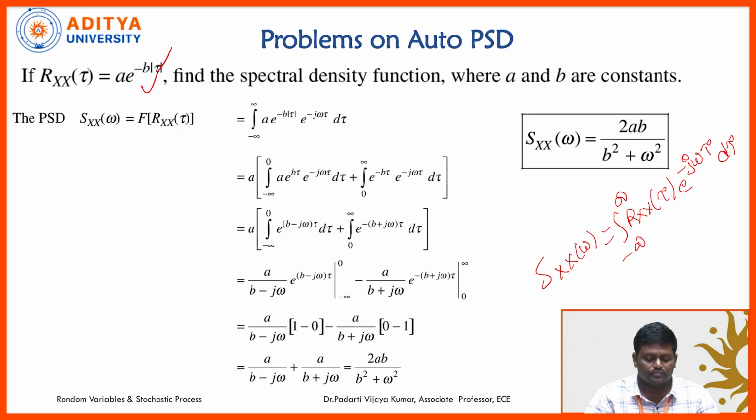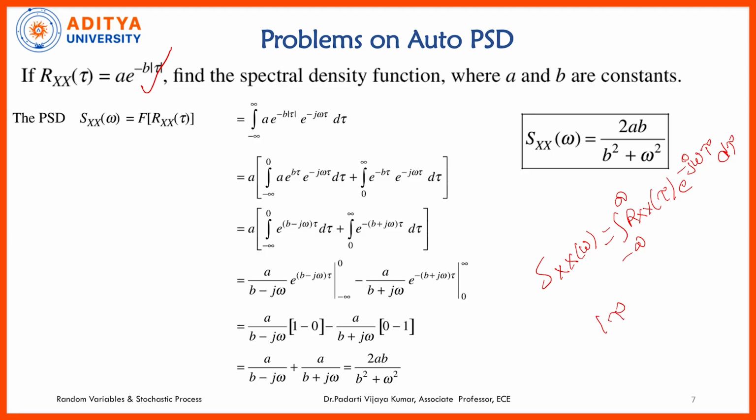Given the integral from minus infinity to infinity of a e to the power minus b |tau|. We know that the absolute value of tau is equal to tau when tau is greater than 0, and equal to minus tau when tau is less than 0. When tau is less than 0, the range will be minus infinity to 0, and when tau is greater than 0, 0 to infinity. From 0 to infinity, it is plus tau, and from minus infinity to 0, it is minus tau. The product e to the power a and e to the power b can be written as e to the power a plus b, and the integration of e to the power at is e to the power at by a. Substituting the limits and finally simplifying, we will get 2ab by omega square plus b square.